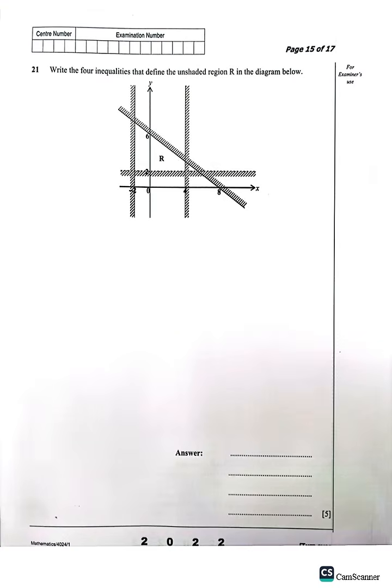So we can now move on to question 21. Write the four inequalities that define the unshaded region R in the diagram below. Okay, so now let's look at it. We'll begin with the first inequality, second, third, fourth. You first begin by writing the inequality for those lines touching one axis only. So let's first begin with this one.